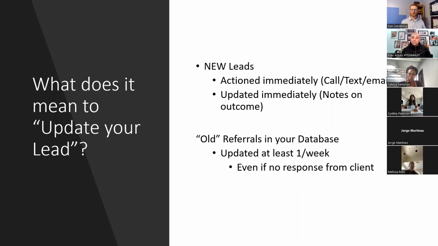If it's an old referral, someone in your database, like an Opcity lead from two weeks ago or a month ago, or a lead an ISA sent you a week ago or two months ago, every week you still go through and make an update. What I would recommend is setting up a calendar appointment: Fridays at 2 o'clock, I update my leads. You go through all of your referral partners and give them an update.